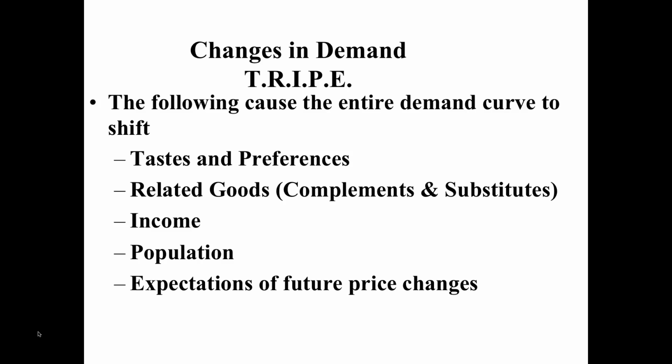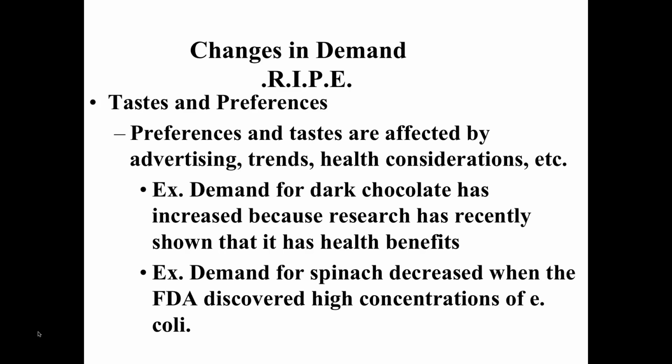The following cause the entire demand curve to shift. T stands for tastes and preferences. R stands for related goods, complements and substitutes. I stands for income. P stands for population. And E stands for expectations of future price changes. So that is TRIPE, the 5 determinants of demand. We're going to hit every single one of these specifically.